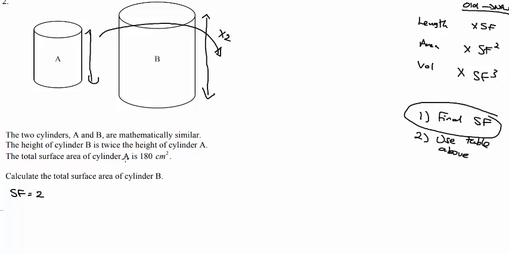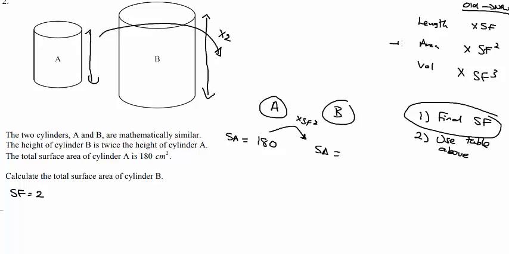Now it's saying that the total, so if we look at A, look at B here, we know that the surface area here, so you can write A or SA equals. Surface area of that is 180. So it's saying what's the surface area here? Well, remember, to go from between here and here, you're going to have to do times the scale factor squared, because that's how the area works. Scale factor is 2, so really you just want to times this by 4.